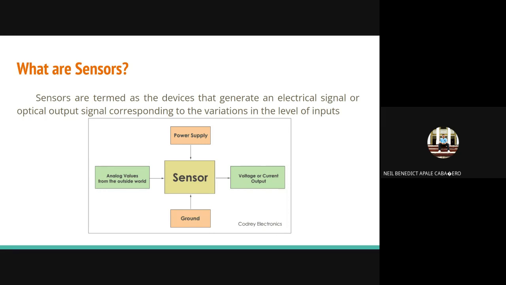So as makita, these analog values from the outside world is ang gina-sense sa atong sensor. And the sensor itself ay katong chip. And fun fact, most of the sensors can't work independently. So sufficient input voltage should be applied and also grounding para mo-work siya properly. So as makita diya, nasa taas power supply. And sa ubos is ang ground. And ang output din niya is voltage or current output niya. Depende po if analog or digital siya na sensor. So next.